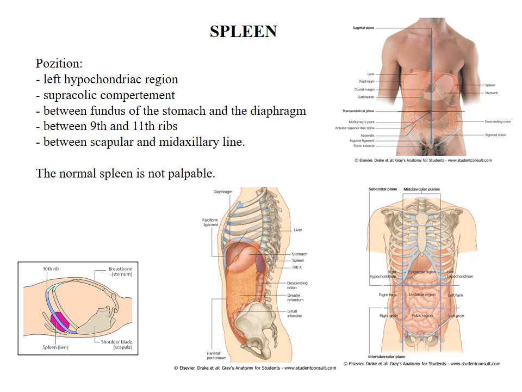Where is it located? What is the position of the spleen? Spleen is situated in the left hypochondriac region, in the supracolic compartment. This is the supracolic compartment. Here is the spleen in the left hypochondriac region, between the fundus of stomach and diaphragm. Spleen lies between the 9th and 10th rib and posterior from the scapular line anteriorly to the mid-axillary line.